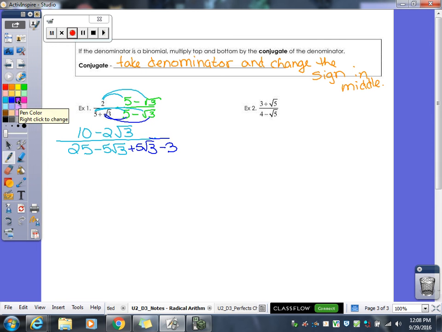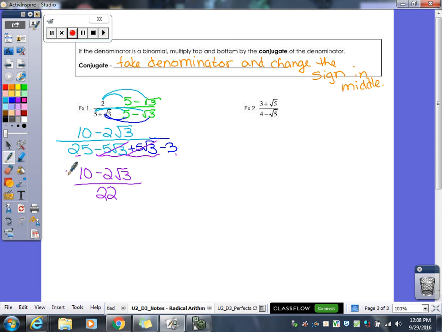Now the reason why we use the conjugate, because as you see right here in the middle, what happens with these two terms? They cancel each other out. It gets rid of the radical, which is why you have to use the conjugate. So up top, I have a 10 minus 2 radical 3. In the bottom, I have 25 minus 3, which would be a 22.